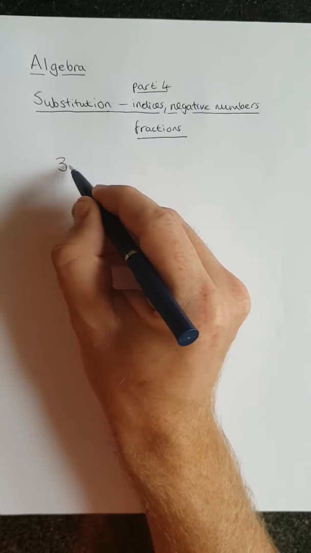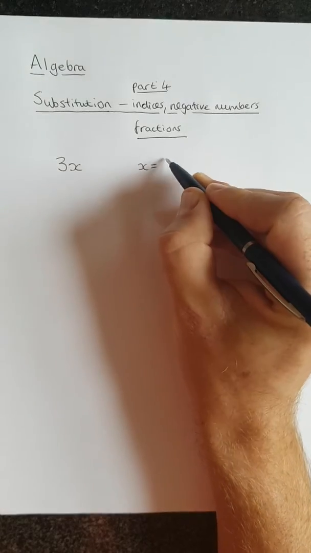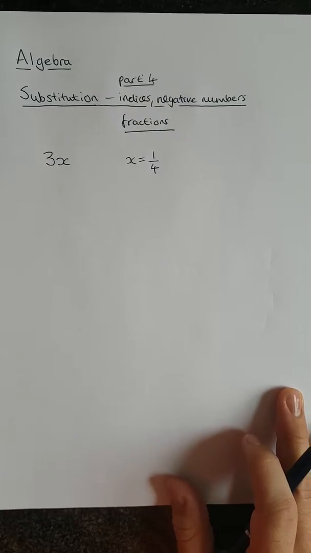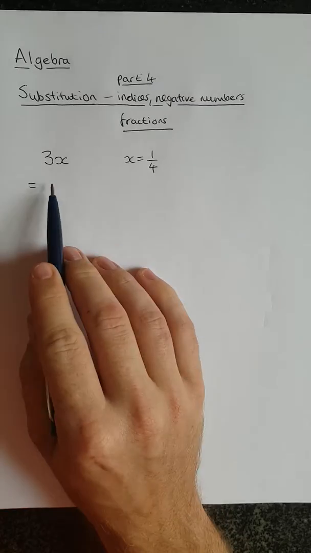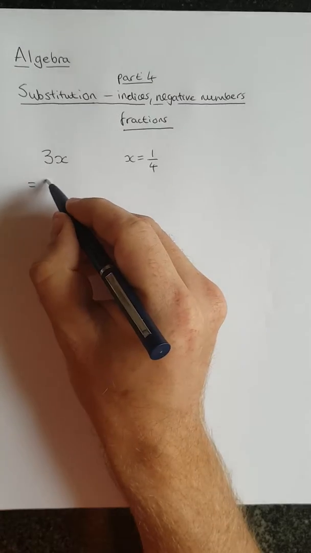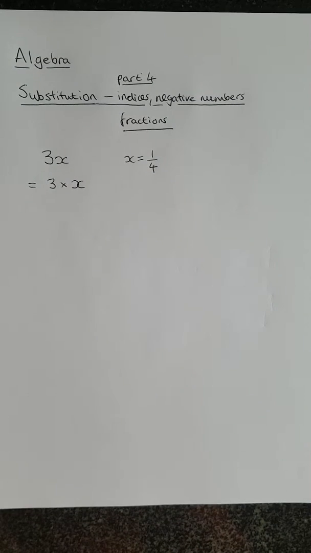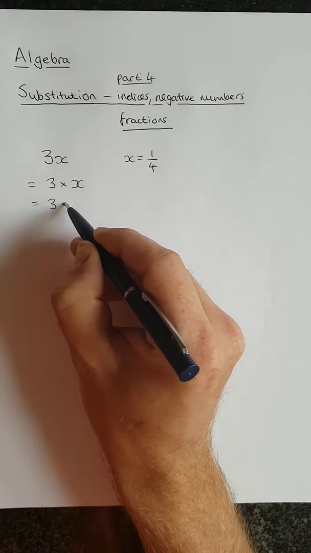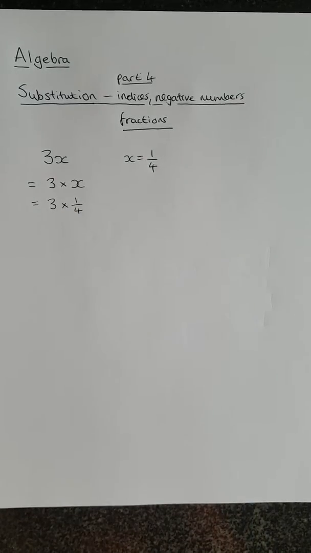straightforward expression, like 3x. And I'm going to make x equal to 1/4. So, what does 3x mean? Because our first line is always writing out what the expression means. That's 3 times x. So 3 times x, when we substitute in, becomes 3 times 1/4.